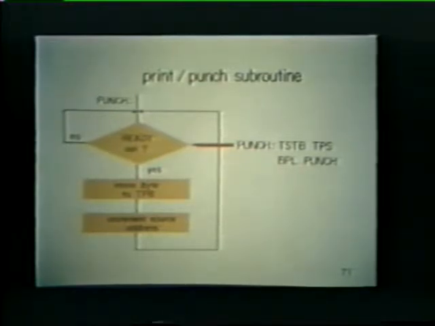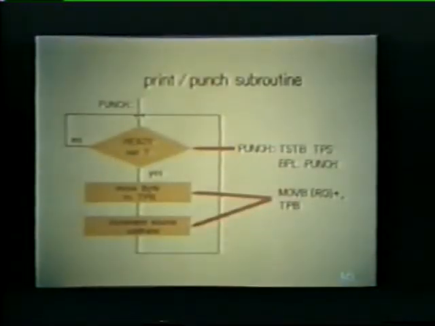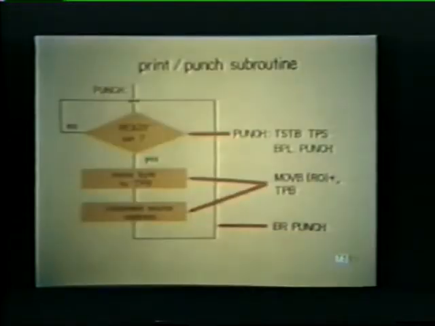Since the printer punch buffer is empty when the punch subroutine is first entered, the ready bit is already set and the program falls through to the move byte instruction. The move byte instruction retrieves the first byte from a location specified in GPR0 and moves it to the TPB. The ready bit is cleared at this time, and the address in GPR0 is incremented. A branch instruction now returns the program to the starting point at the label punch.